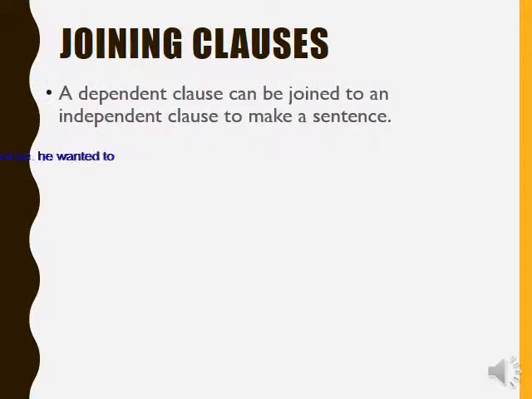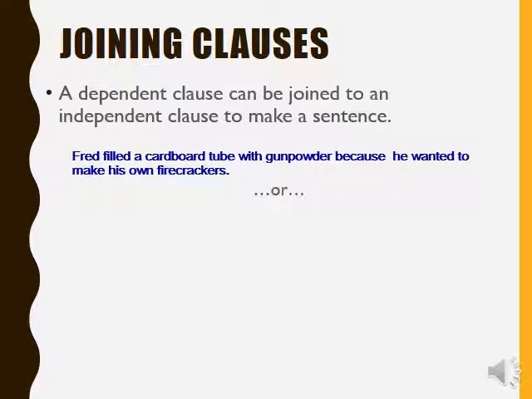Let's now talk about some of the joining words, or the conjunctions. A dependent clause can be joined to an independent clause to make a sentence, as we said. Let's read this example. "Fred filled a cardboard tube with gunpowder." This is the first clause, or the first part of the sentence, from Fred till gunpowder. Now, "because," as we said, is the conjunction: "he wanted to make his own firecrackers."